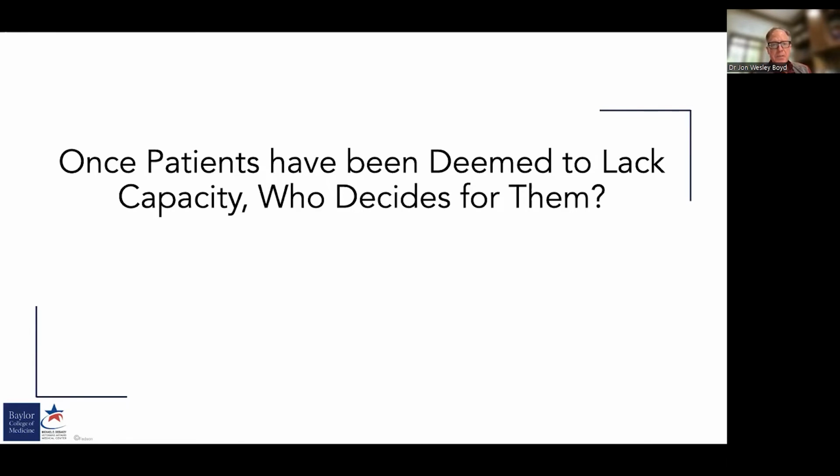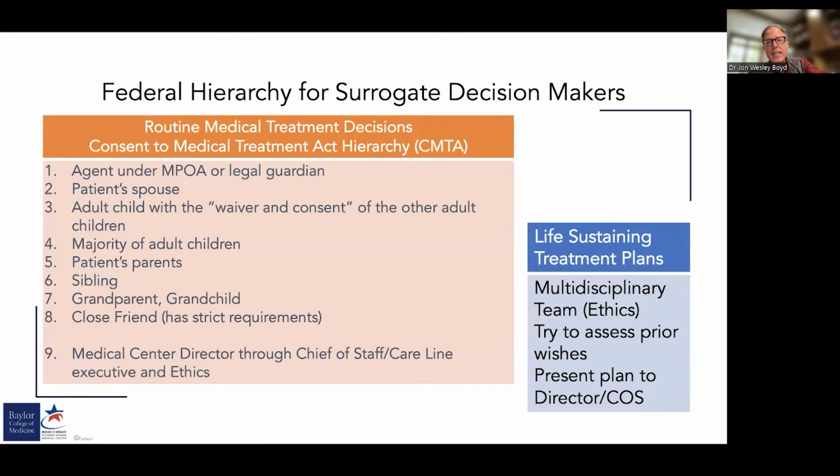Once patients are deemed to lack capacity, who's going to decide for them? This varies from country to country and state to state. I'll tell you what it is in the federal system here in the United States. But if someone lacks capacity, there's a hierarchy of surrogate decision makers. So surrogate decision maker is the person who acts as a surrogate for the person who is incapacitated. Number one, this is the big one. Agent under MPOA, medical power of attorney. So if there's a formal written document signed by that individual when they did have capacity, or if a guardian has been put in place by the courts, that's the first surrogate.